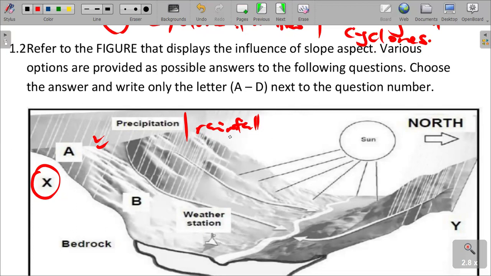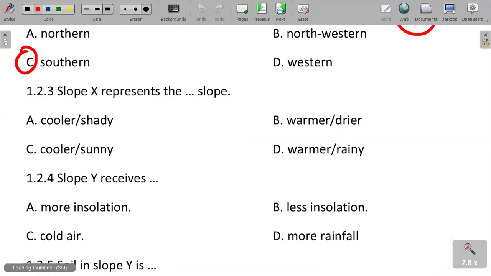By this slope that we are looking at. Slope X represents a rain or warm slope. It represents rain, which is shown as, like I said, the precipitation and also the heat that is coming directly to it, as you can see there. So it represents a warmer and rainy slope.